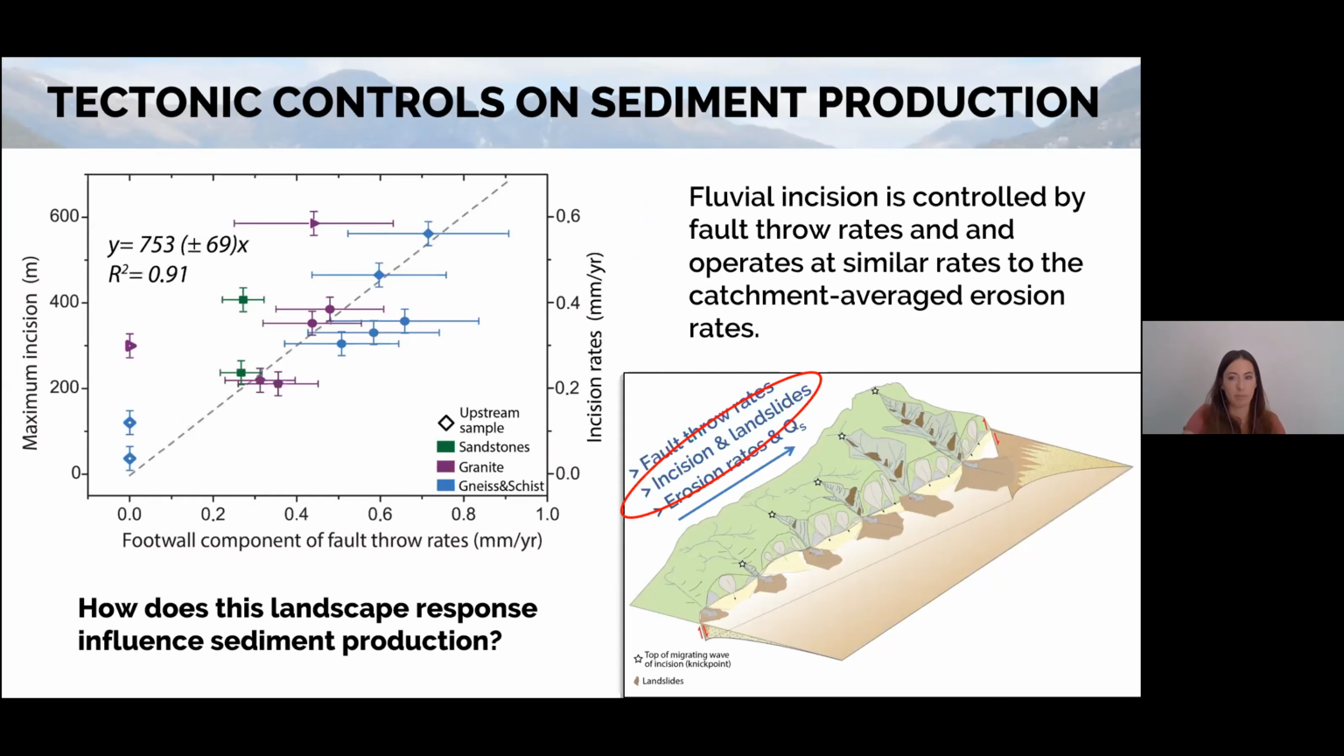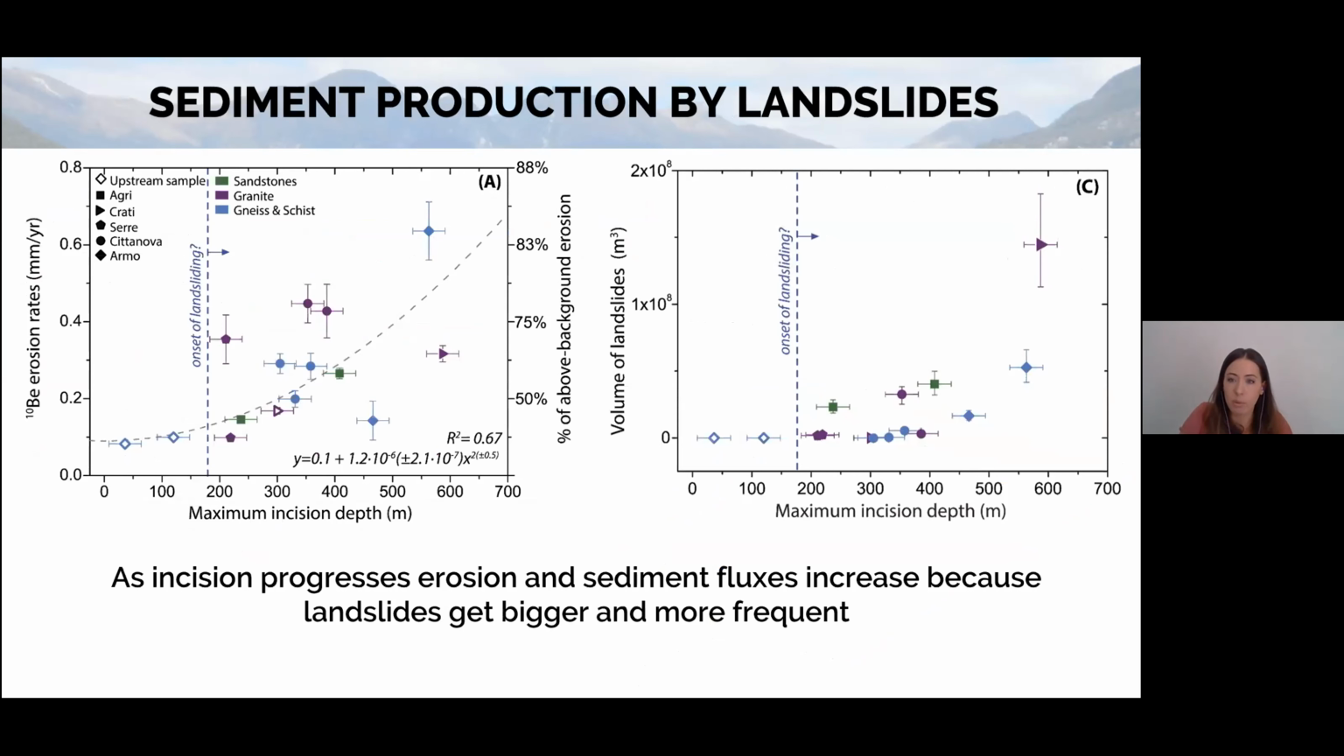So how does this landscape response influence sediment production? It does so because as rivers incise and adjust to the uplift rates, hillslopes steepen and start to produce landslides. Here I'm showing on the left, on the y-axis, the same erosion rate I showed you earlier, this time against the maximum incision. And in this other graph, I'm showing the total volume of landslides in each catchment against the maximum incision depth. We can see that both increase in a very similar manner, and that as incision progresses, erosion and sediment fluxes increase because landslides get bigger and more frequent.